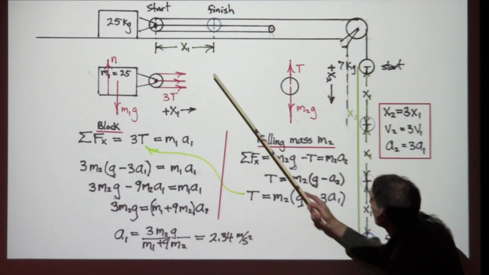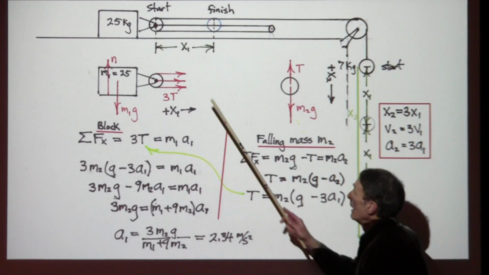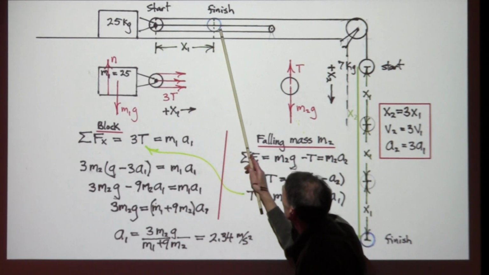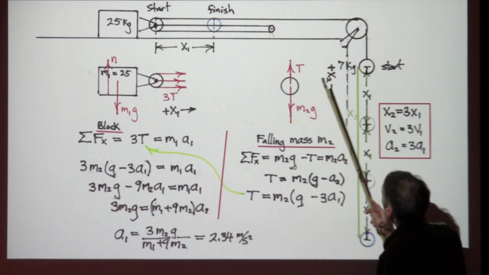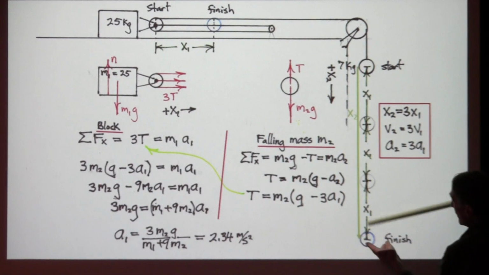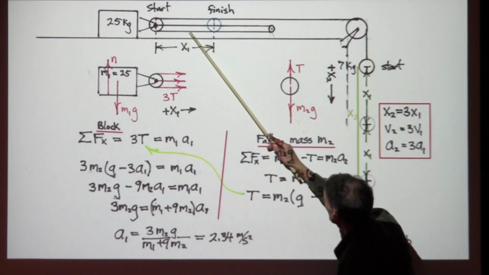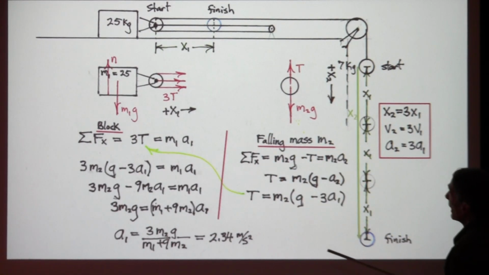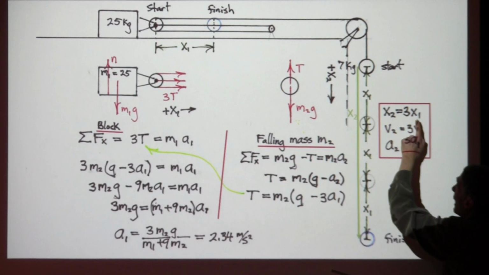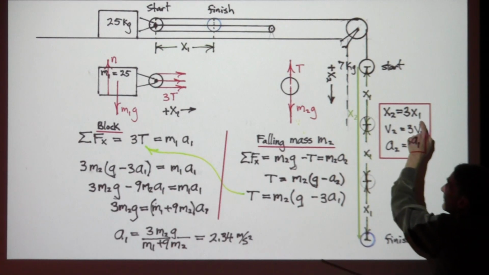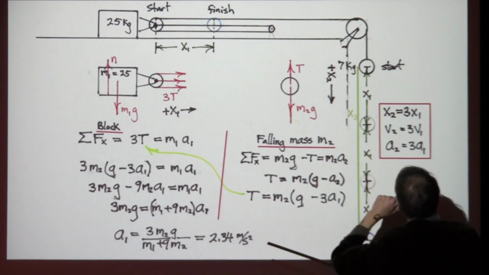Now, what will be important also is to start with this idea, what I call the displacement. As this thing moves from start to finish, it undergoes a displacement of x1. And hopefully you see my argument that x2, the amount this moves, is going to be 3 times that, since it's taking up these 3 sections of the cord. So in terms of displacement, I expect x2 to be equal to 3 times x1. And you see my use of the subscripts, the 1 for this guy and 2 for this one.